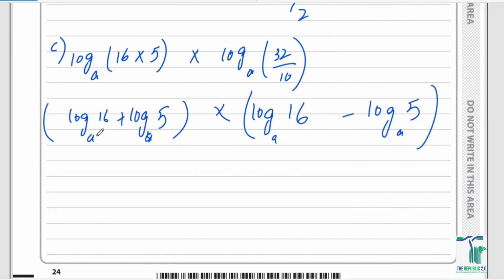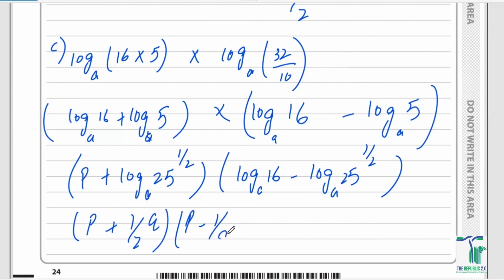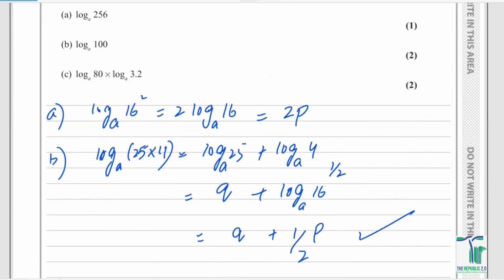So now I'm just going to work it out. Log base a of 16 is p, and log base a of 5 can be written as log base a of 25 to the power of 1 by 2. So that would give you p plus half of q, and then p minus half of q. At the end of the day, that is going to be p squared minus 1 by 4 q squared. So that is going to be the final answer for the C part. Okay, so that is fine for the third part of this paper. I'll get back to you guys with the last part of this paper. Thank you very much.